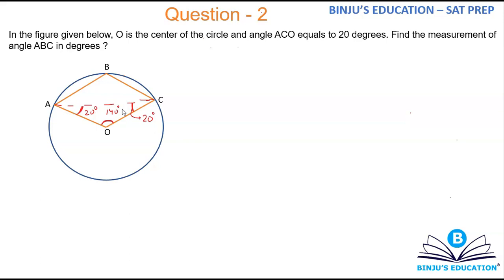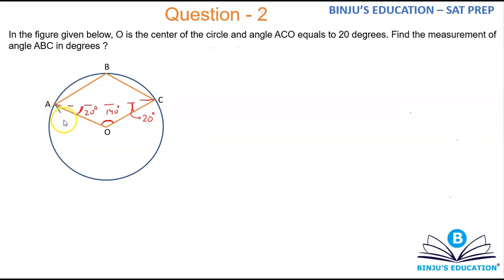Now you can see that ABCO is not a cyclic quadrilateral, right? Because O does not lie on the circumference. So we can't use that property that O plus B will become 180 and B will be 40. That would be incorrect. So what can we do? In this question, we'll have to do a little bit of construction.